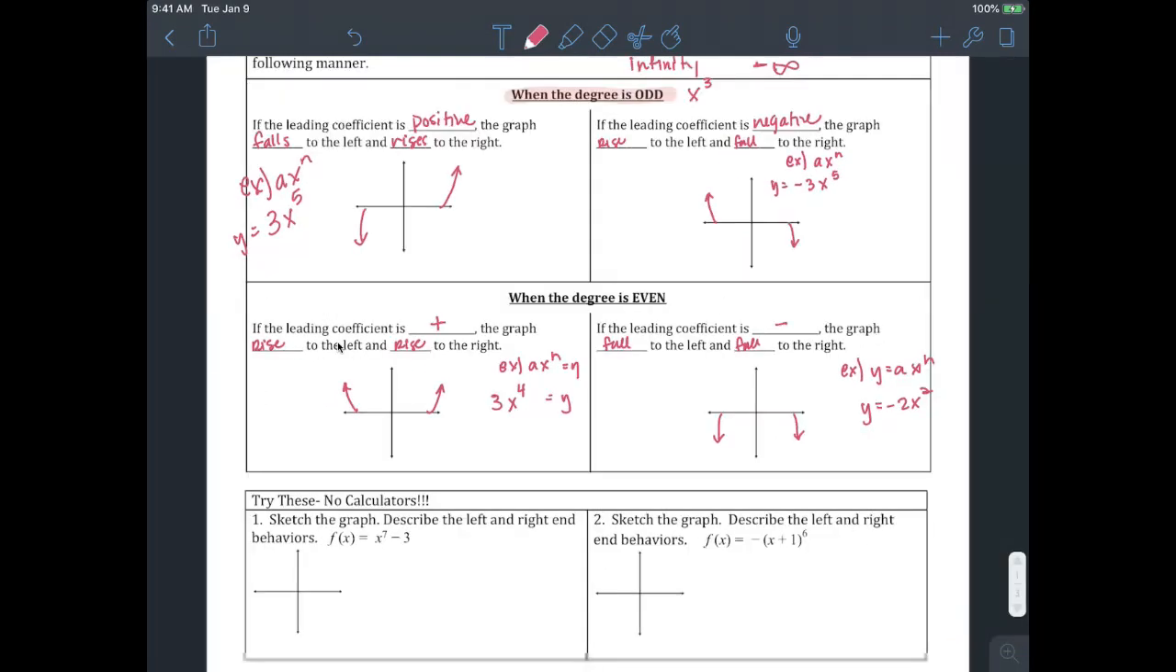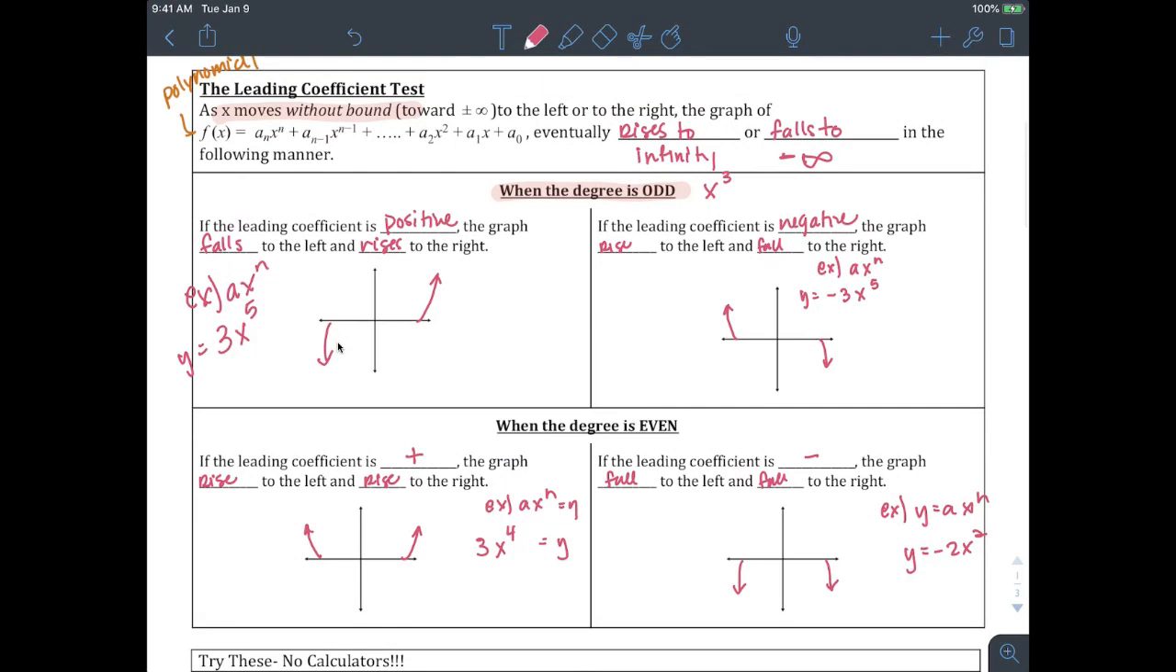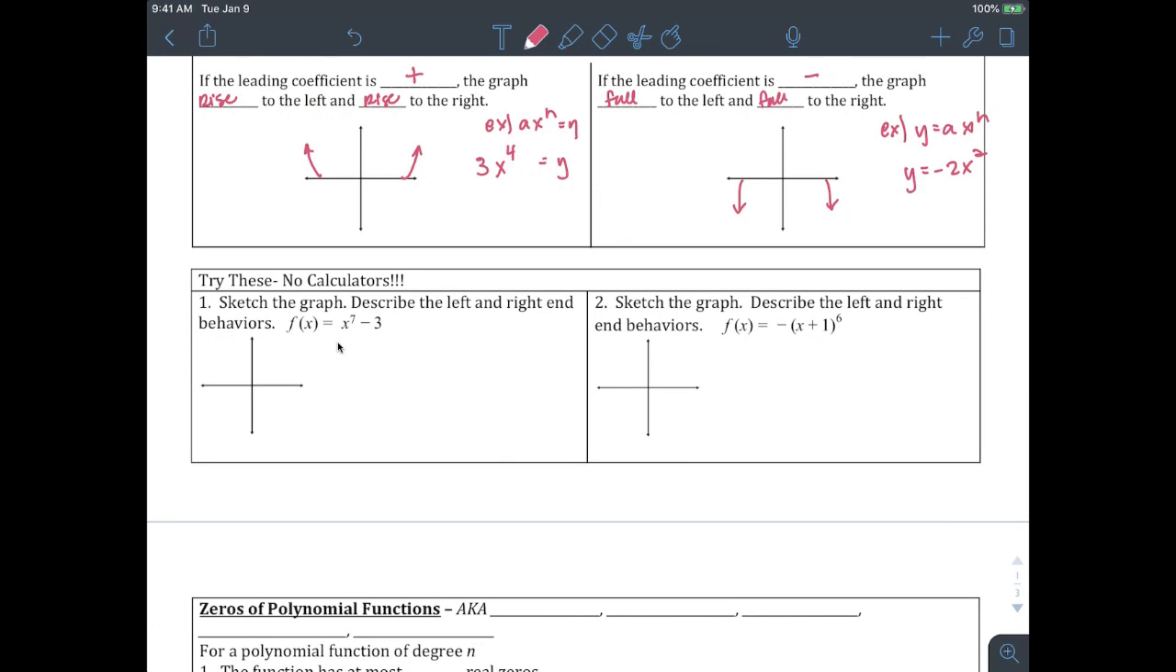Okay, so we use our leading coefficient test to tell us what direction the end behaviors of the graph are going to end up. All right, so try these and pause the video, no calculator, okay? So we're just sketching the end behaviors. You don't have to do the middle part. Oh wait, yes you do. You need to sketch the middle part, okay? All right, here we go.